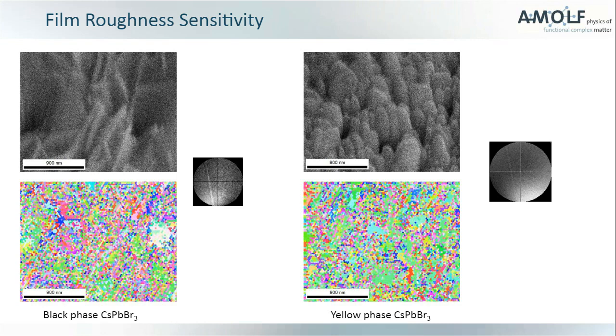Another example is on the right side. This is from yellow phase cesium lead bromide. And you can see in the middle there is a very clear light blue grain, which is a triangular grain in the center of the SEM.